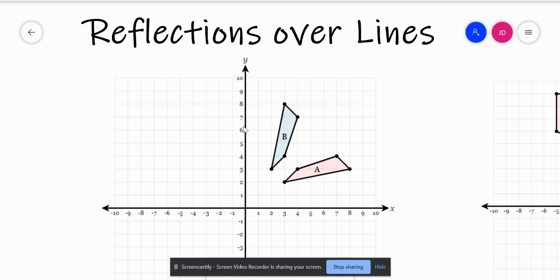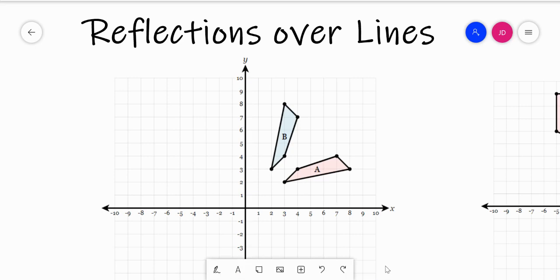So remember, a reflection, another way to say an object is reflected is if it flips, or mirrors. That's another way to say it. Flips or mirrors. It's a mirror image of itself. Now we can tell this is flipped, but it's not flipped over an axis, right? It's not flipped over the x-axis. It's not flipped over the y-axis.